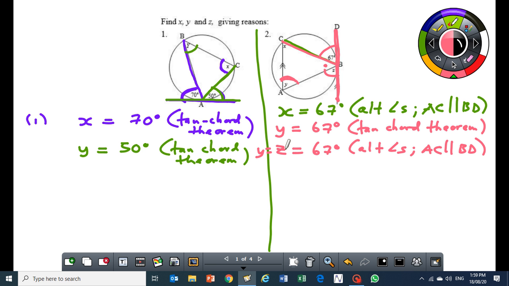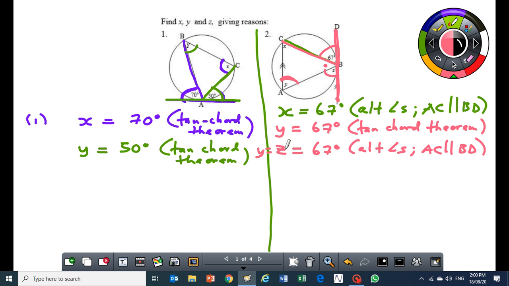Okay? So when you write your test, in approximately 3 weeks' time, if you get a question, ask yourself, is there a center? If it's there, you're likely to use one of the center theorems.